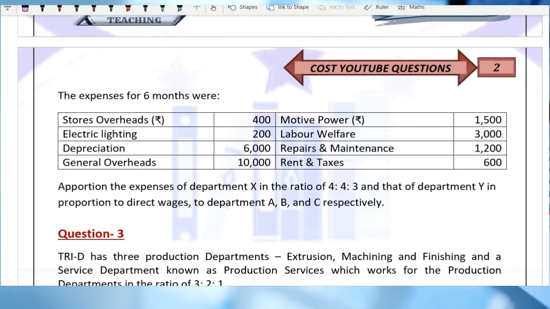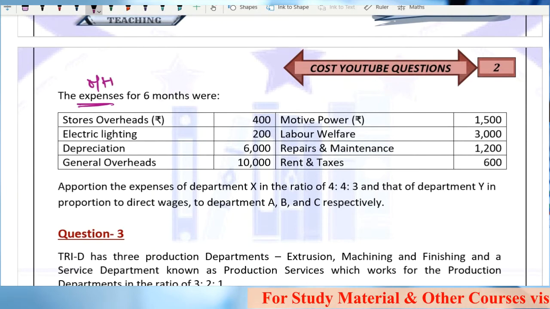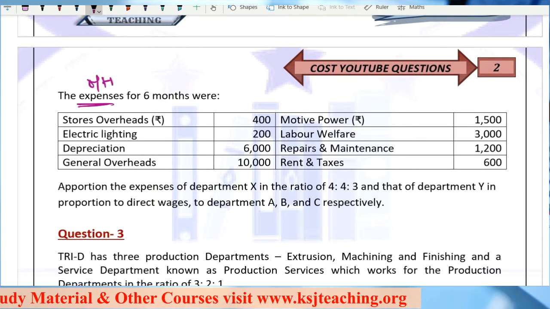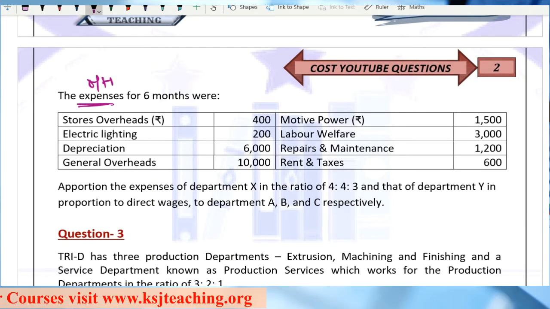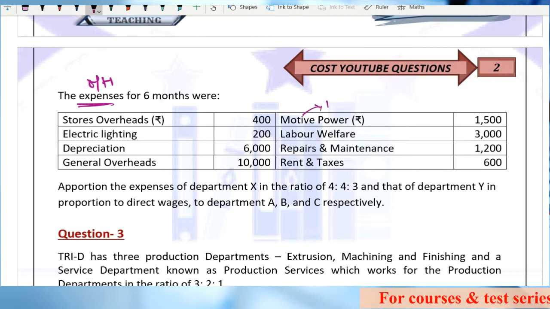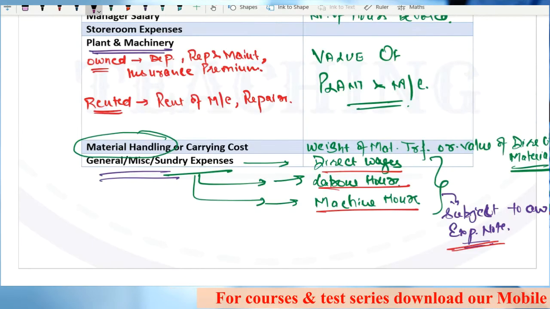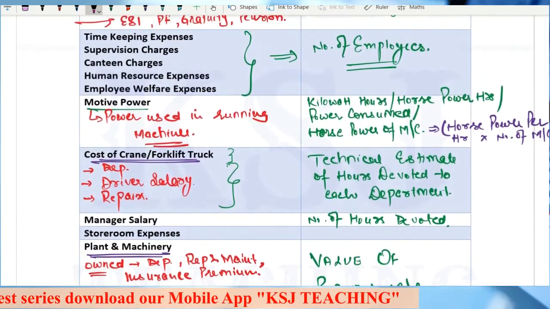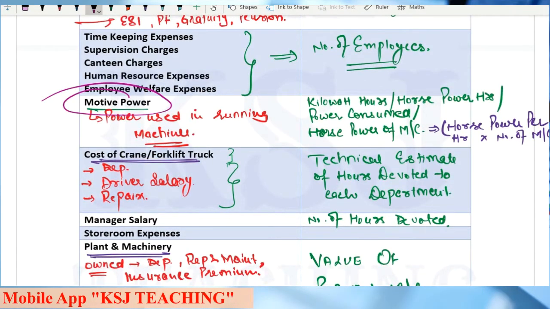The expenses for the 6 months, meaning the overheads for the 6 months, are given. Store overheads 400, electric lighting 200, depreciation 6,000, journal overheads 10,000, motive power 1,500, labor welfare 3,000, repairs and maintenance, and rent and taxes. Sir, motive power is nothing but related to machinery only. I have given it here. Just see here, I've used this motive power. That is why this list is important.